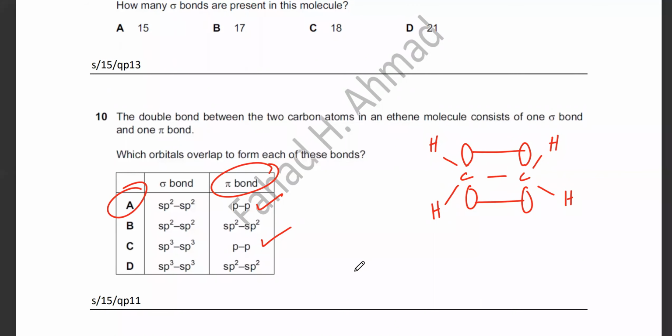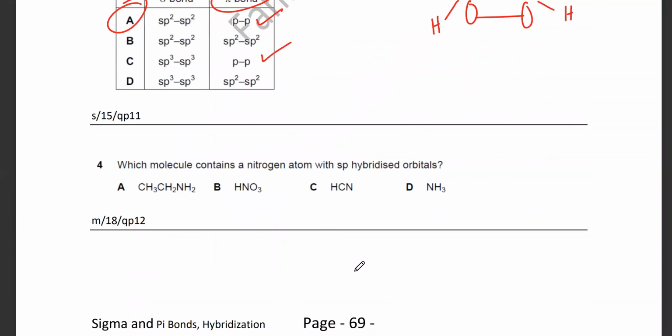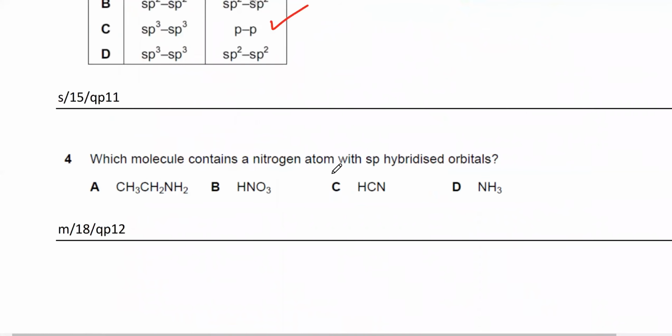So next is: which molecule contains a nitrogen atom with sp hybridized orbitals? First one, I'm going to draw this one, CH3, CH2, and there's NH2, right? So what type of hybridization would this have? sp3. Okay, sp3.